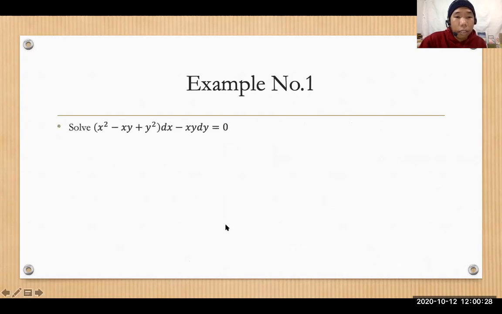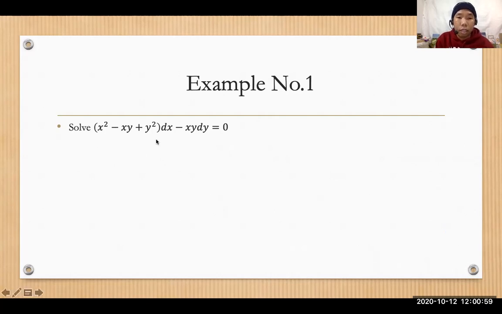Let's solve (x squared minus xy plus y squared) dx minus xy dy equal to 0. Now again, we have two types of transformations. You can either put y equal to vx and replace its differential dy with v dx plus x dv, or you can use x equal to vy and replace the differential dx by v dy plus y dv. Now, it depends on the convenience in your solution.